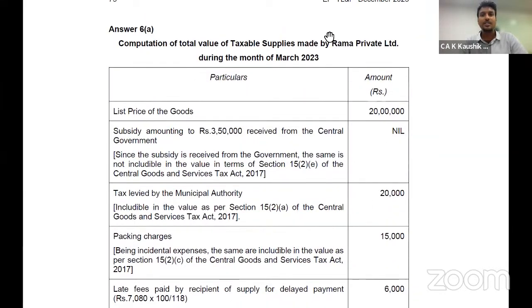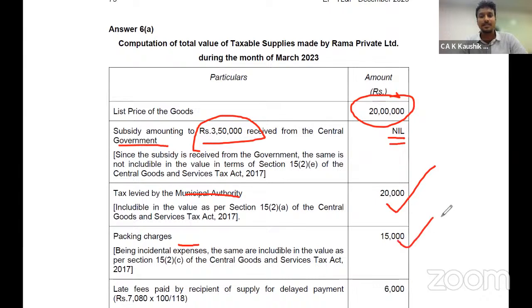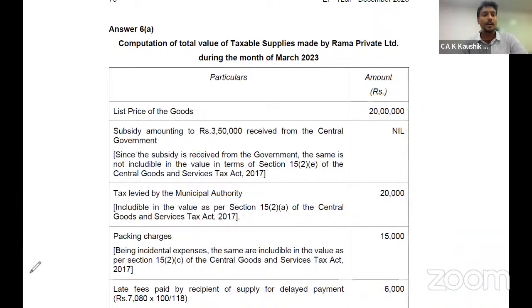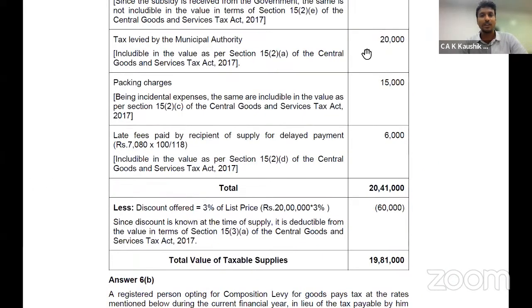So if you see, the first thing is the 20 lakh that they've considered here. The 3,50,000 subsidy is nil, you should not consider it. If it is received from anybody else apart from the central government, then you need to add. But if it is received from the central government or state government, you need not add it into the taxable value. Taxes levied by municipal authority are considered. Packing charges are considered. Late fees 7,080 is there. You need to back-calculate and get the taxable value 6,000. So all of this, once you add, you get the taxable value of 20,41,000.